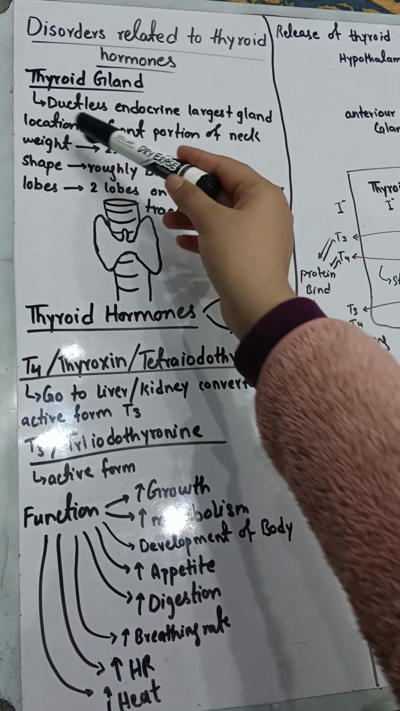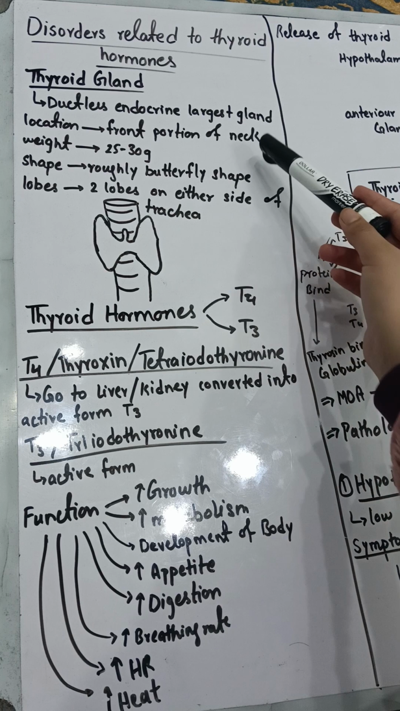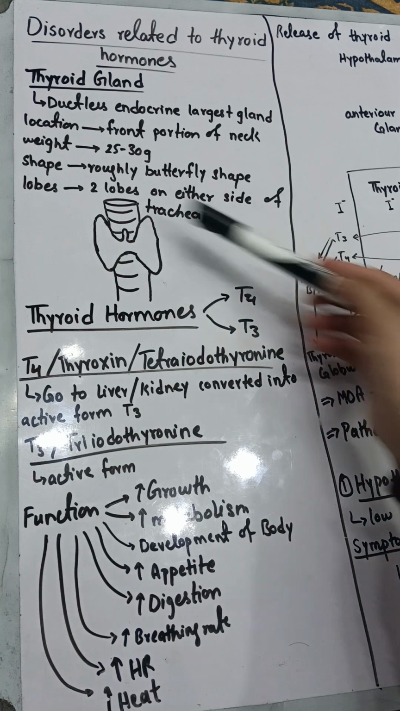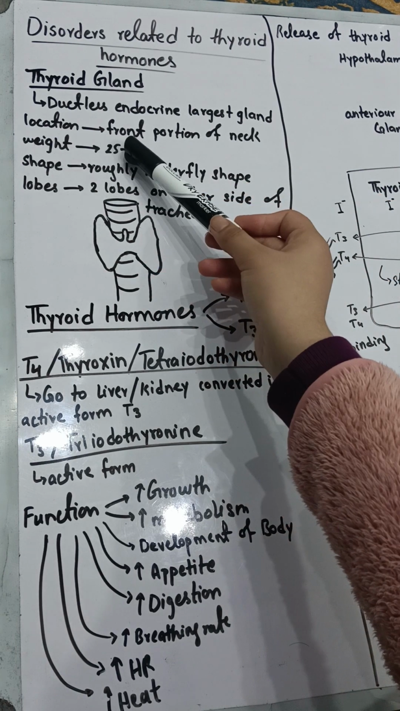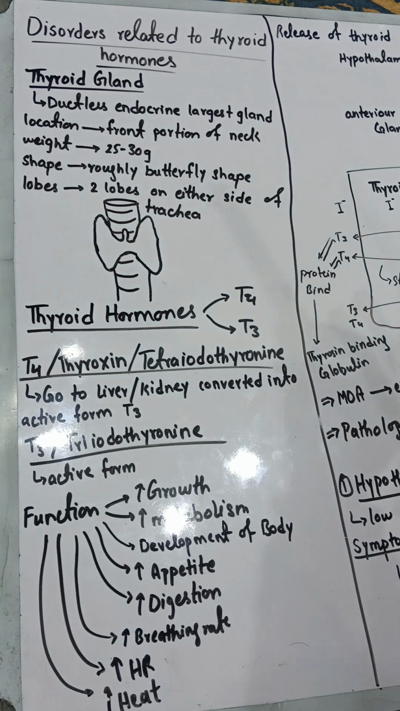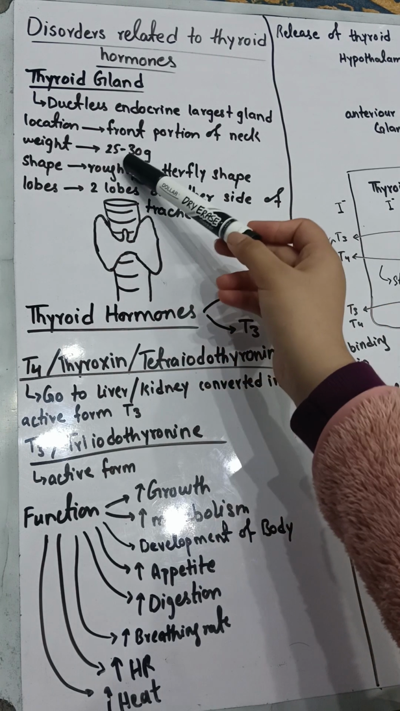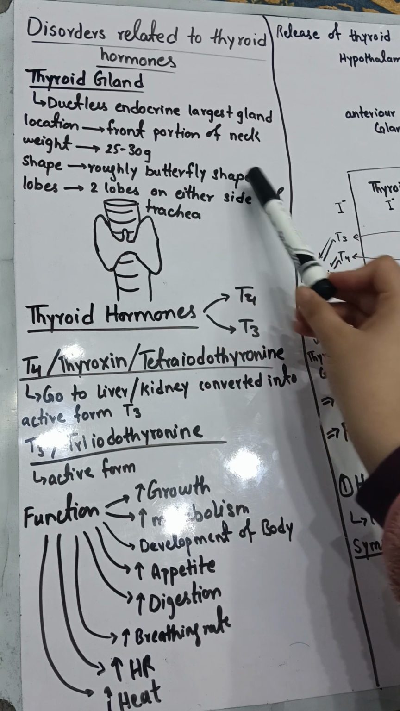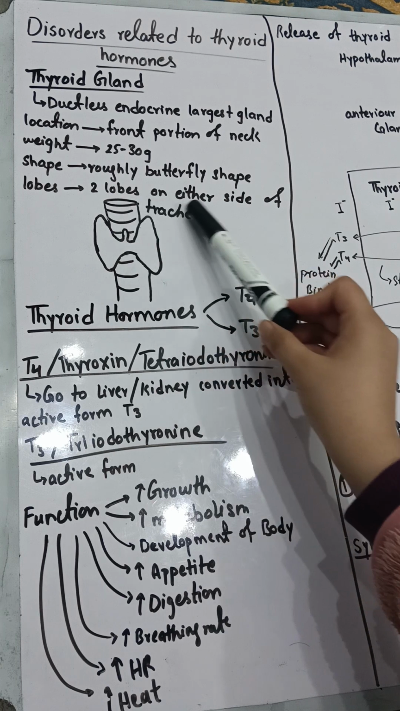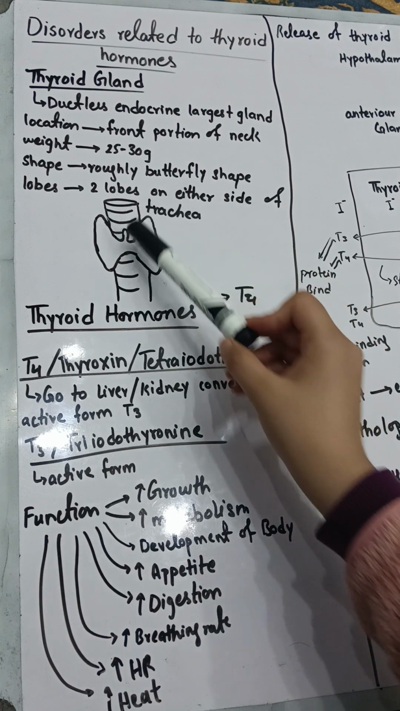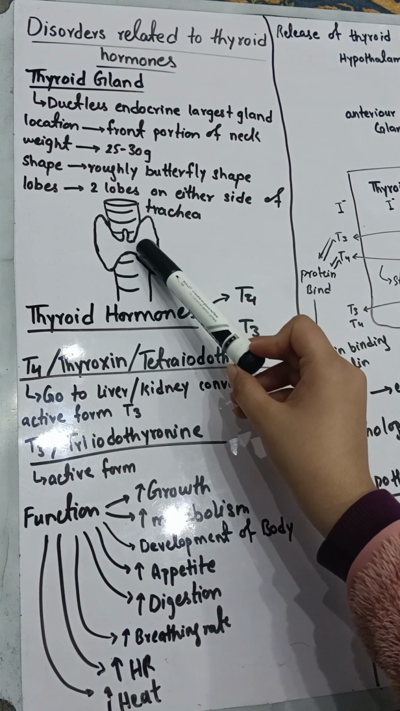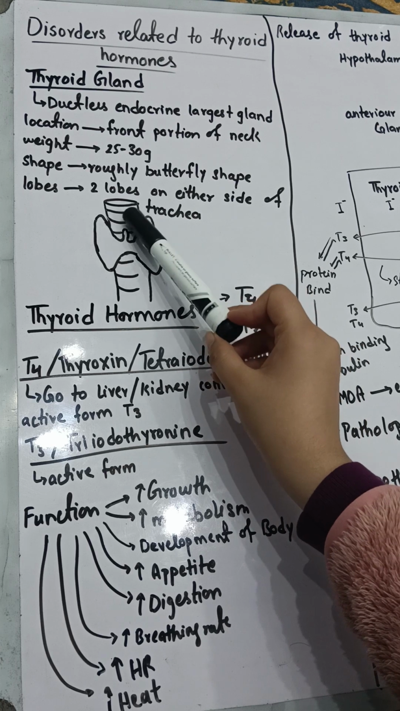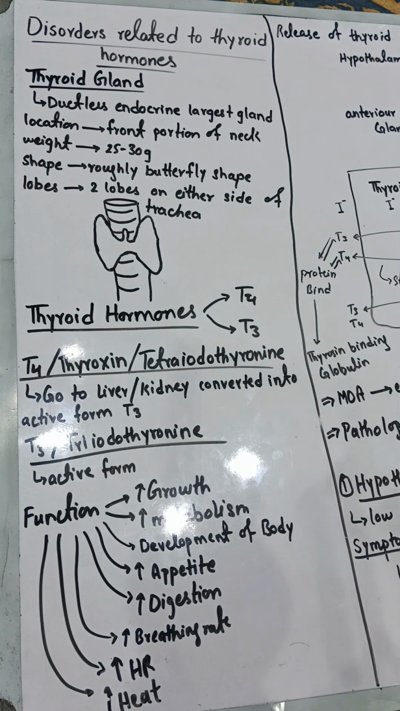So the thyroid gland is the largest ductless endocrine gland present in the body. Where is it located? It is present in the front portion of the neck, located around the trachea. The weight of it is about 25 to 30 grams. The shape is roughly butterfly shape, and it has two lobes on either side of the trachea, as you can see in the picture. So this is the thyroid gland, which is present on the trachea.